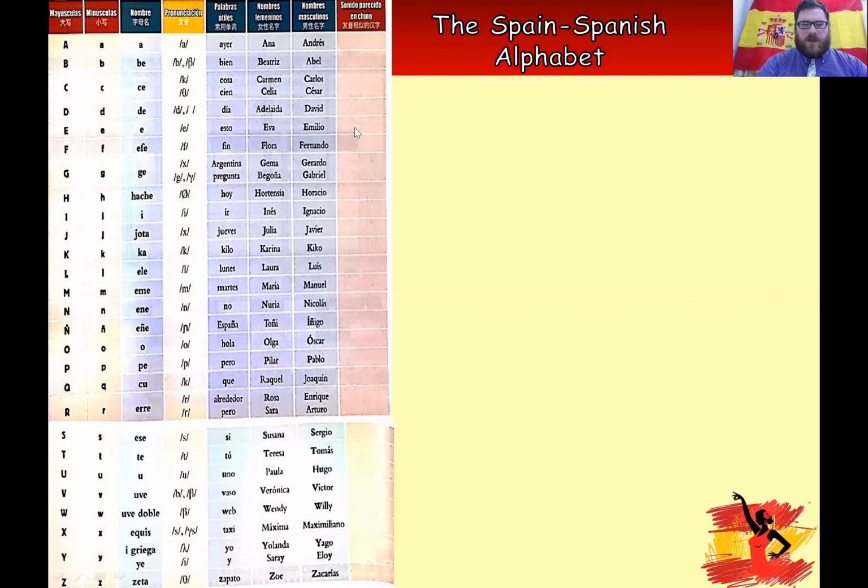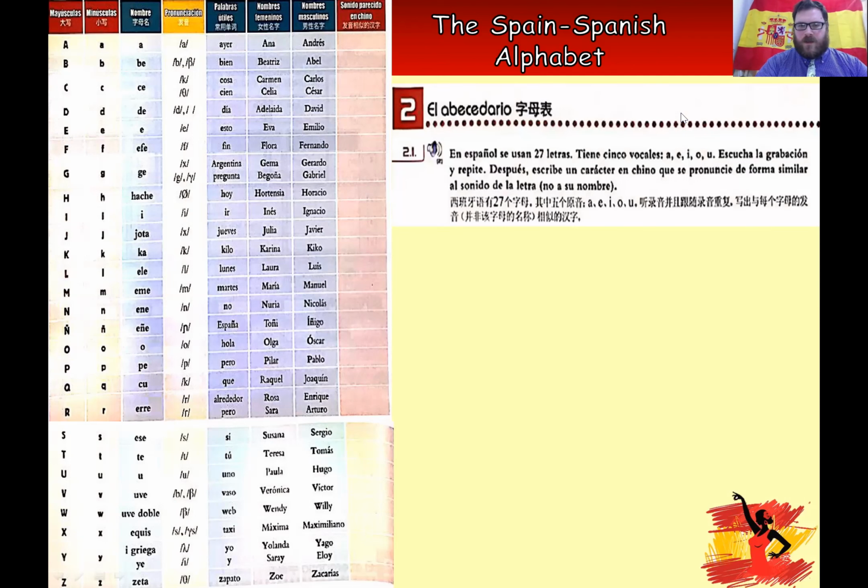All right, you have this on your audio, which is right here. I think that's number two. If not, check with your book. And just listen to that a couple times. So Spanish has five vowels. Listen to the audio and repeat. Okay, so try that.